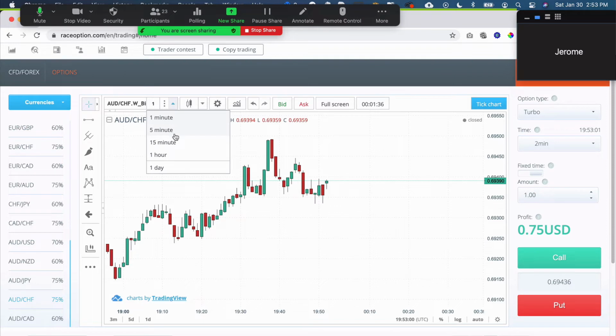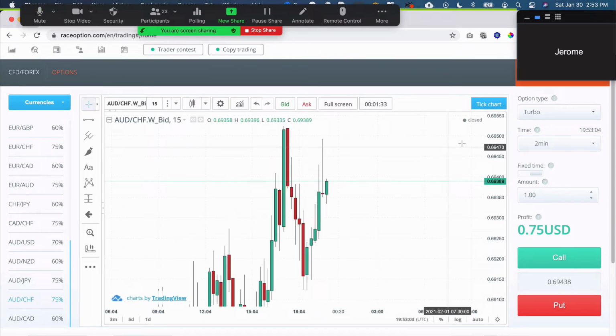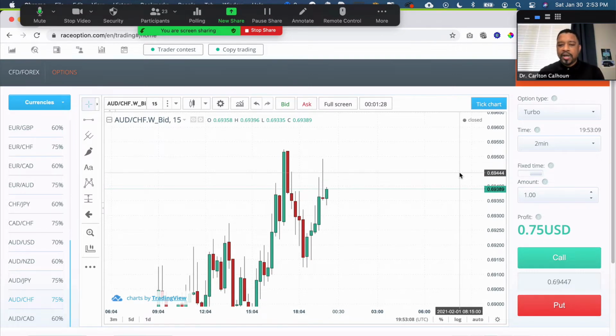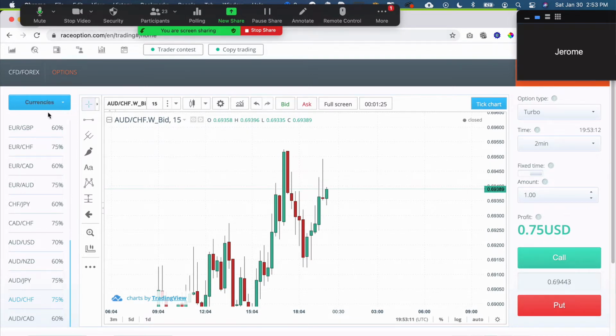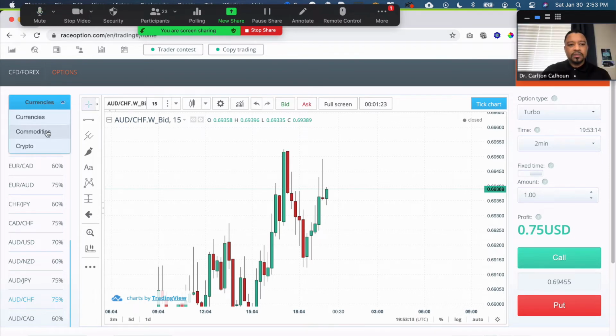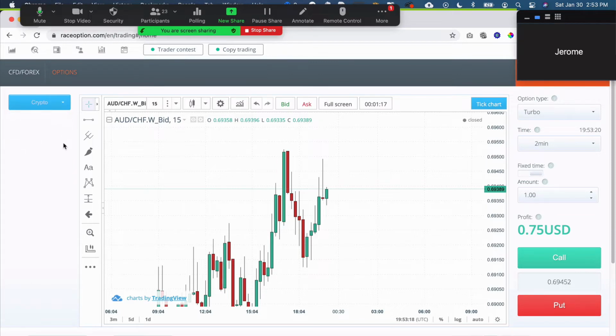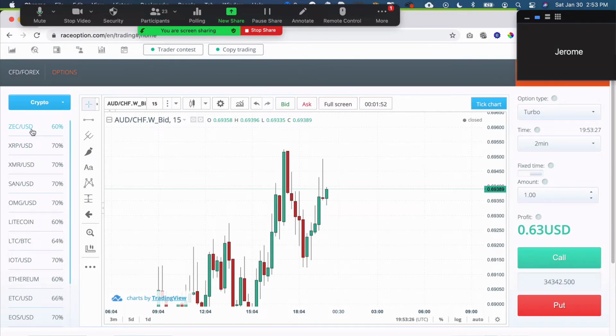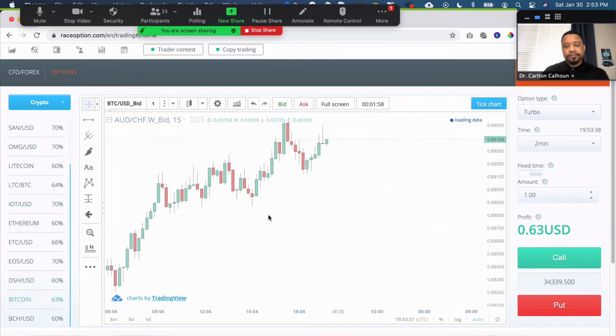One question, please. Yeah, can we, do you try cryptocurrencies on binary? You can trade crypto. I've traded Bitcoin on binary. What you do, you come over to currencies. See, this is everything you can trade. I've traded Bitcoin and Ethereum. They're both crypto. Here's Bitcoin right here.